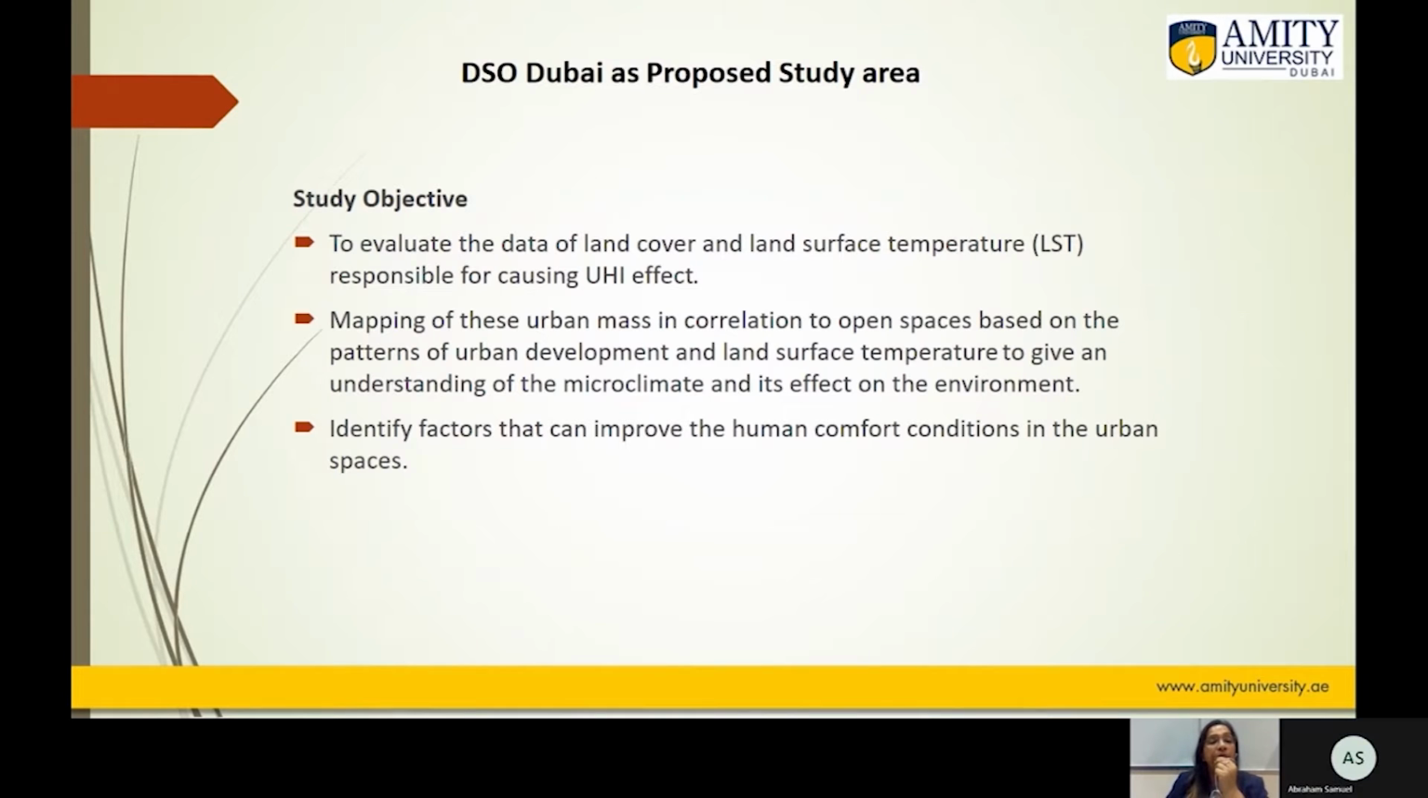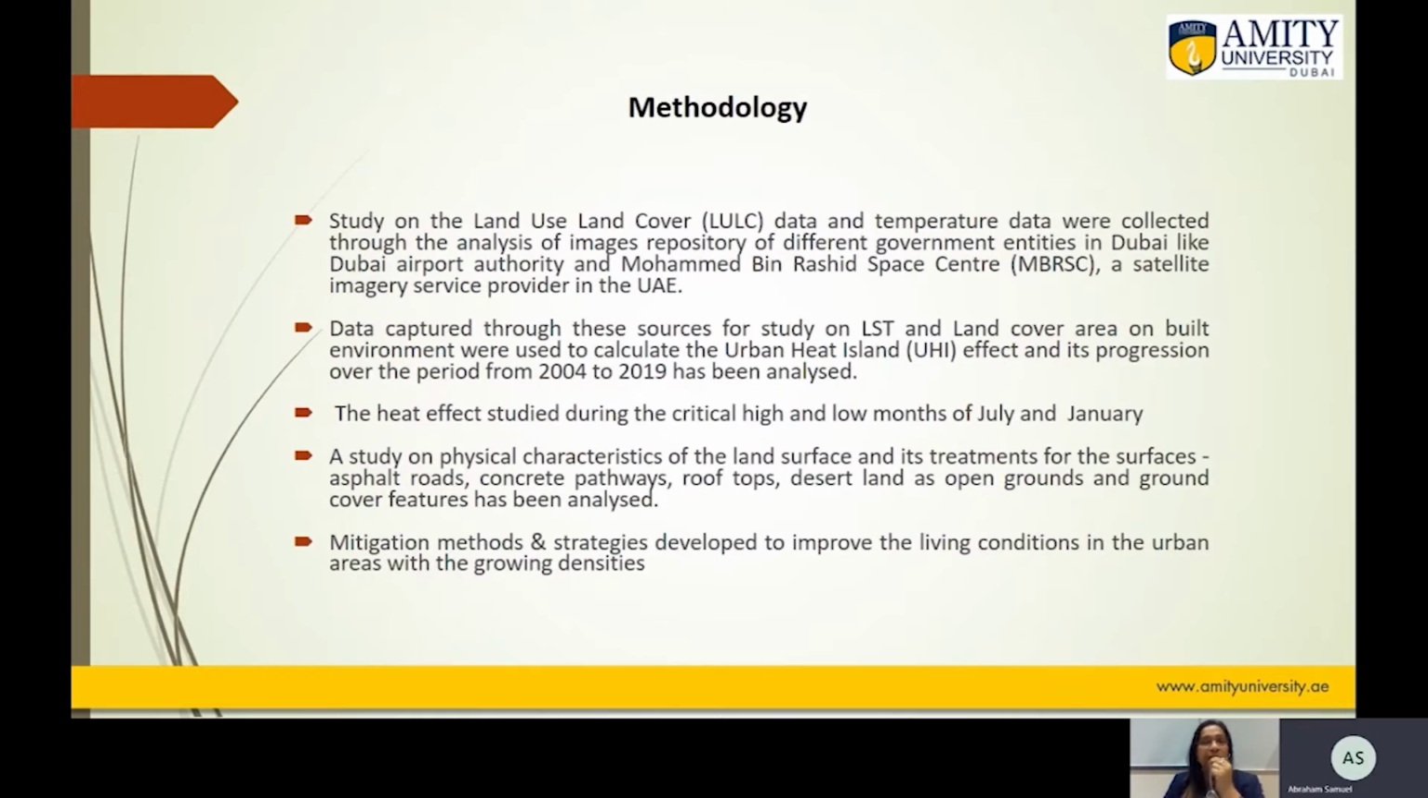Then again, we had the objective to identify factors that can improve the human comfort conditions in the urban spaces. For these objectives, we have set up some methodologies to study. The study on the land use, land cover data and temperature data were collected through the analysis of satellite images. And these images we have taken from the repository of Dubai government entities like Dubai Airport Authority and Mohammed bin Rashid Space Center.